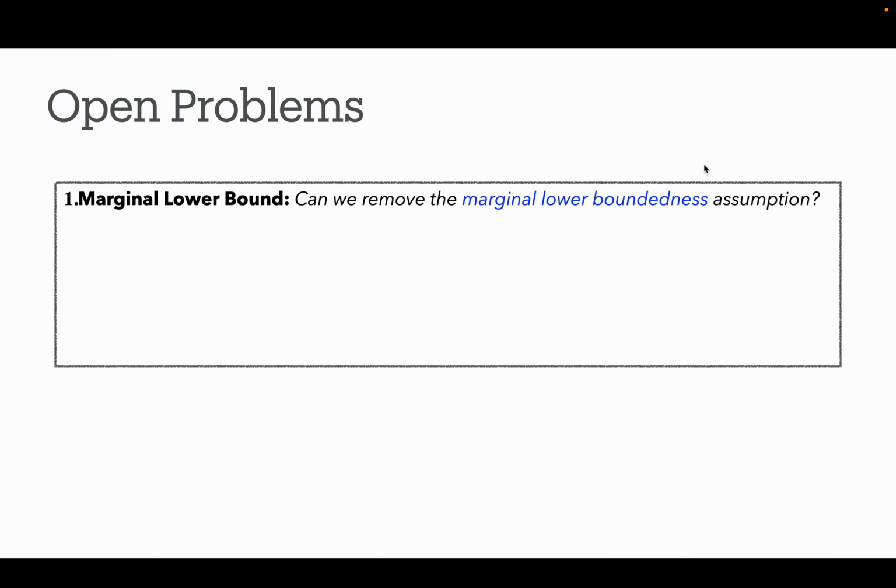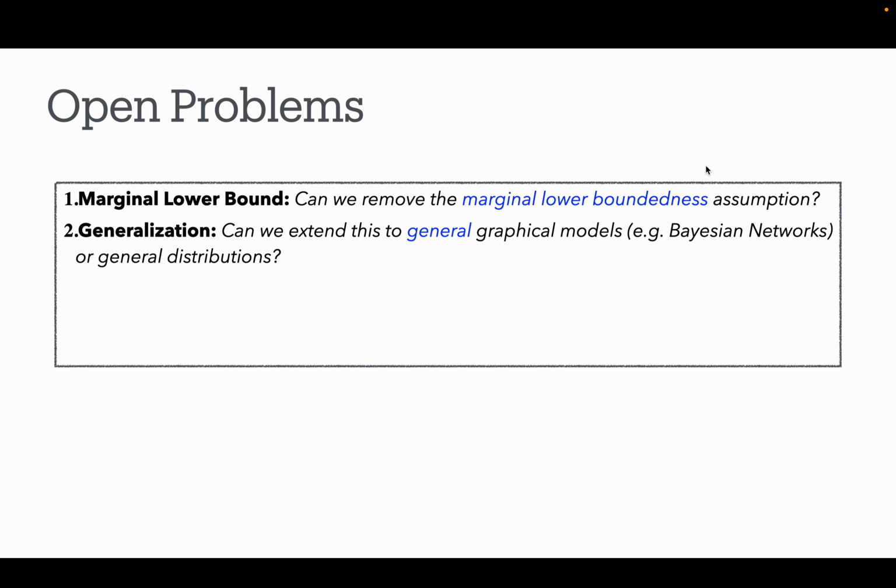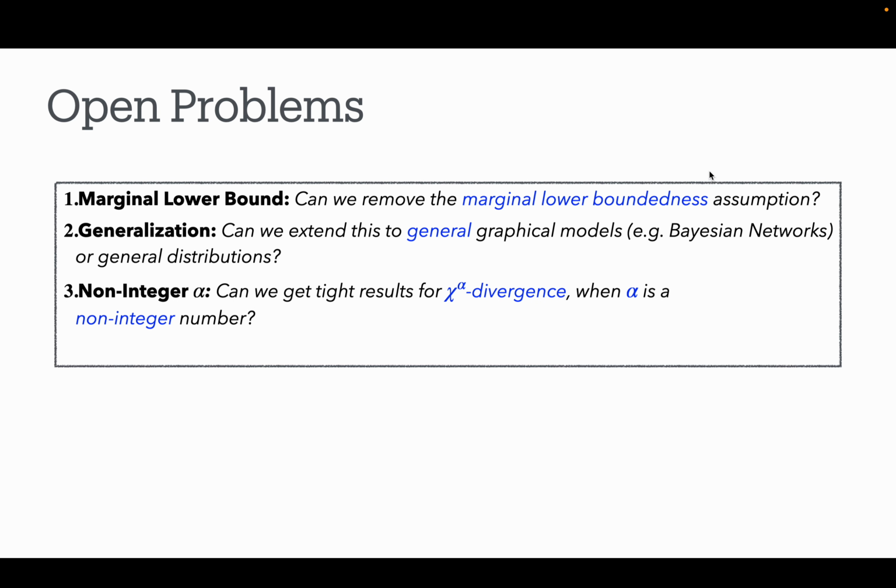And we have open problems as below. The first is: can we remove the marginal lower bound assumption? Second, can we extend this result to general graphical models, for example Bayesian networks or general distributions? And third, for non-integer alpha, can we get a tight result for the chi-alpha divergence, since our algorithm only focuses on positive integer alpha? And finally, can we give a deterministic algorithm?